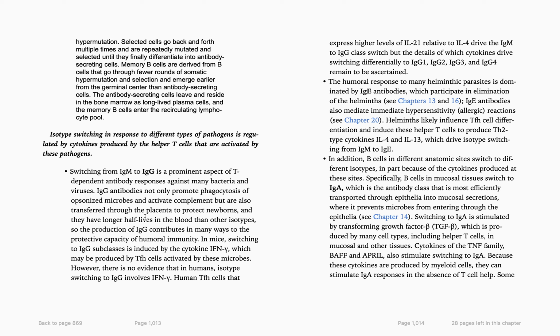In mice, switching to IgG subclasses is induced by the cytokine interferon gamma, which may be produced by T follicular cells activated by these microbes. However, there is no evidence that human isotype switching from IgM to IgG involves interferon gamma. Human T follicular cells that express high levels of interleukin 21 relative to interleukin 4 drive the IgM to IgG class switch, but the details of which cytokine drives switching differently to IgG1, IgG2, IgG3, IgG4 remain to be ascertained.